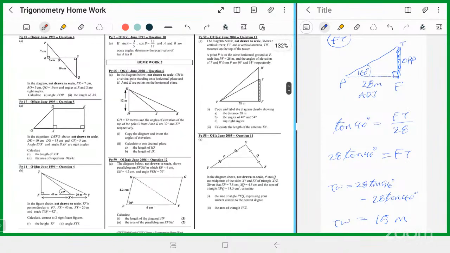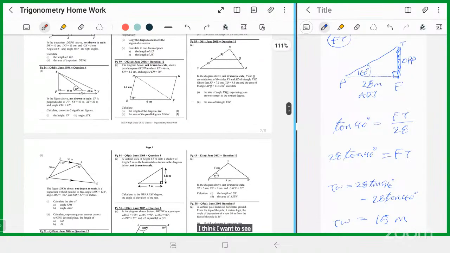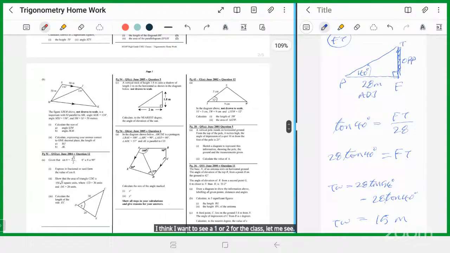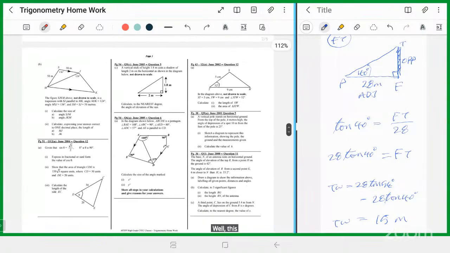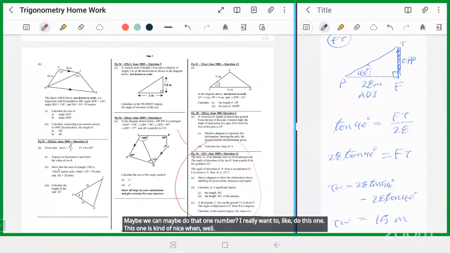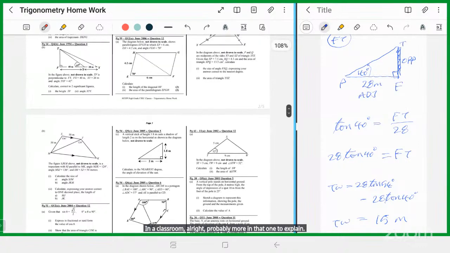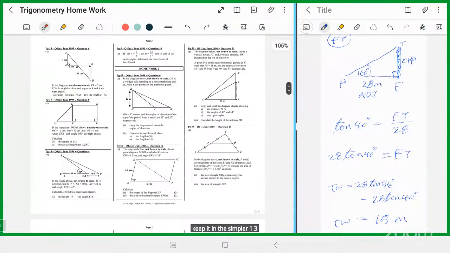This is another one here that we can maybe look at. I think I want to see one or two for the class. Let me see. But this one is one we do. We can maybe do that one, but I really wanted to do this one. This one is kind of nice when we have the majority of the students present. Just wanted us to keep to the simpler things today, and then we can maybe do this one in a classroom. All right, but there's a little bit more in that one to explain. So just keep to the simpler ones today, because so many persons are not here.